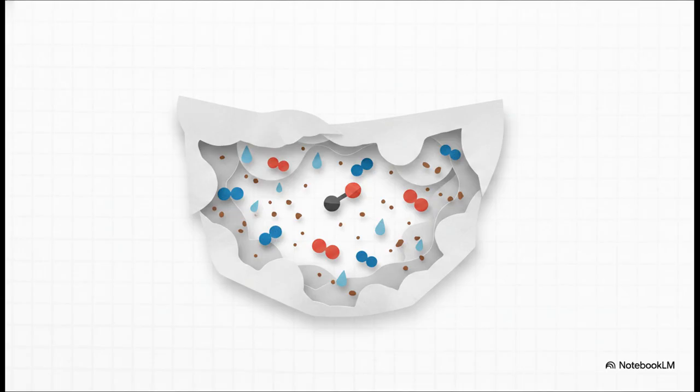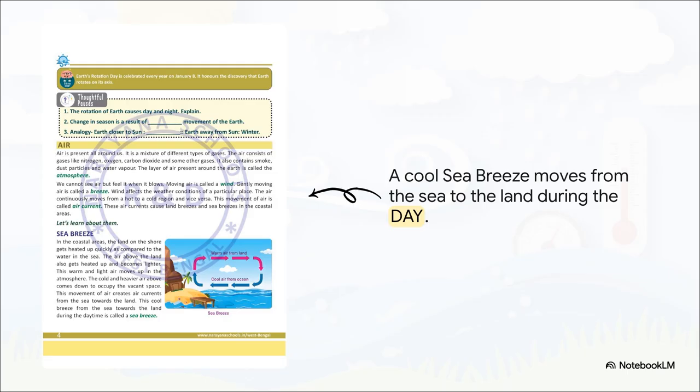It has lots of nitrogen and, of course, oxygen, which is so important for us to breathe. It also has a little carbon dioxide for the plants, and even tiny drops of water called water vapor and some dust particles. Now, when air gets hot, it starts to move, and this is where it gets very interesting.